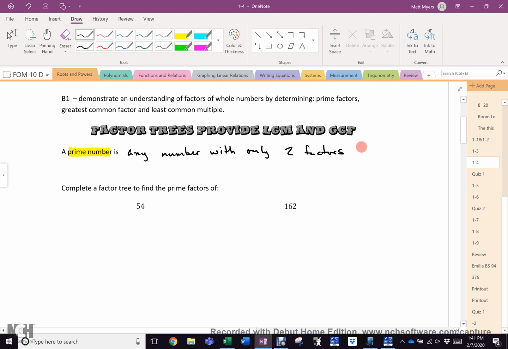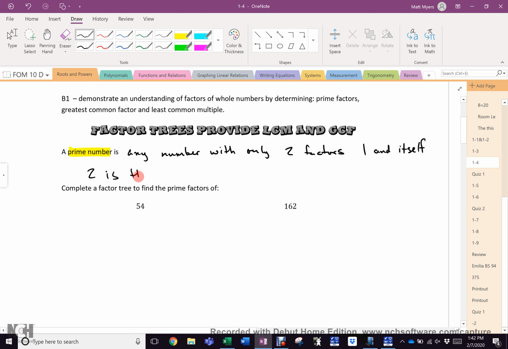And those two factors are 1 and itself. Now, what do you feel is the most powerful prime number? 7? No. 5? Wrong. 3? 1? No. 1's not a prime number. 1 only has one factor. 2. Why is 2 the most powerful prime number? It's the only even prime number.